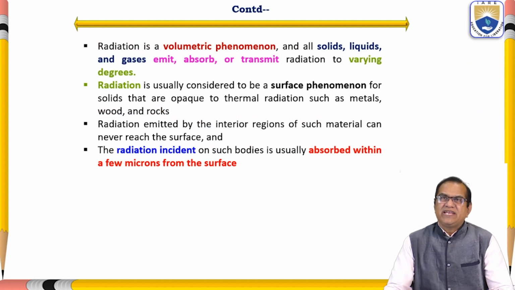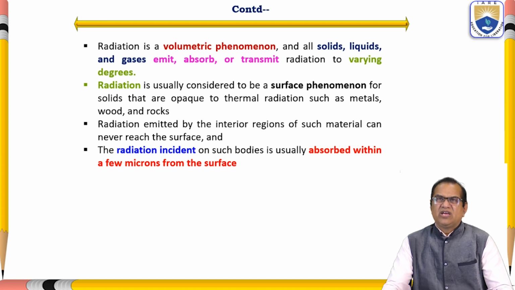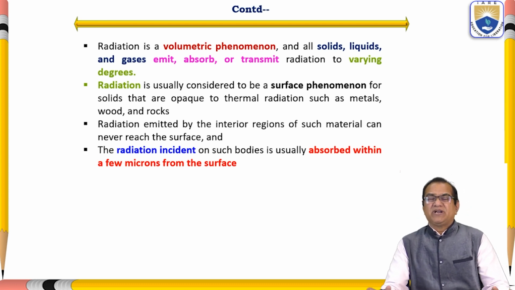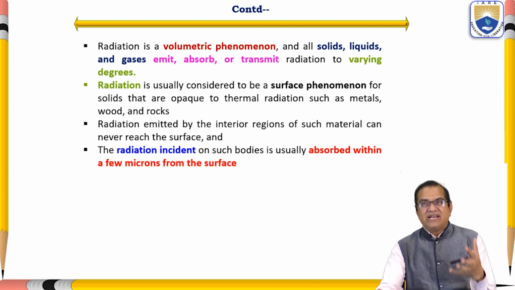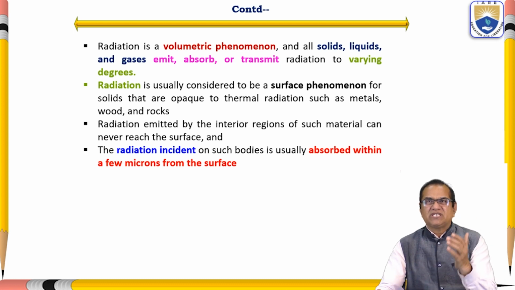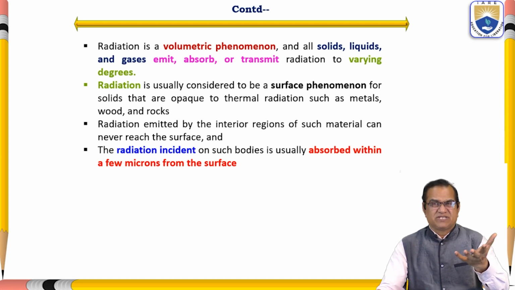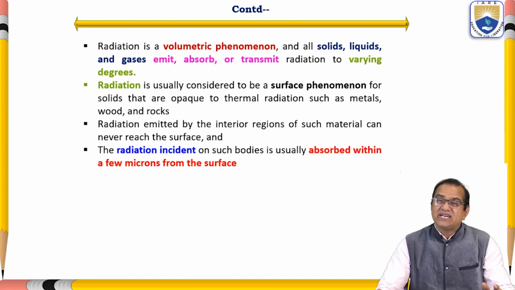So radiation is a volumetric phenomenon, and all solids, liquids and gases emit, absorb or transmit radiation to varying degrees. It is dependent upon the size of the body. It depends upon its temperature. If it is at a high temperature, it will emit. If it is at a low temperature, it will absorb, and they will also transmit from high to low. This degree is dependent upon how much temperature is there.